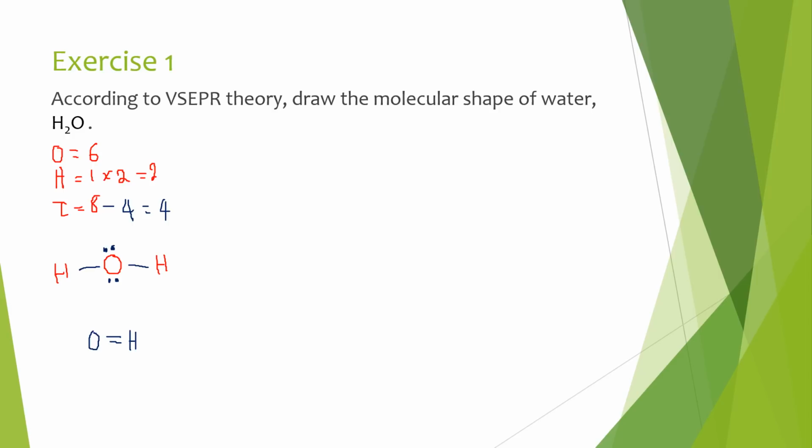Next, after you have drawn the Lewis structure, the next thing you need to do is to find the number of electron pairs. So for water, as you can see, there are 2 bonding pairs and 2 lone pairs. So 2 lone pairs plus 2 bonding pairs, water will have a total of 4 electron pairs. And the basic geometry for 4 electron pairs is tetrahedral.